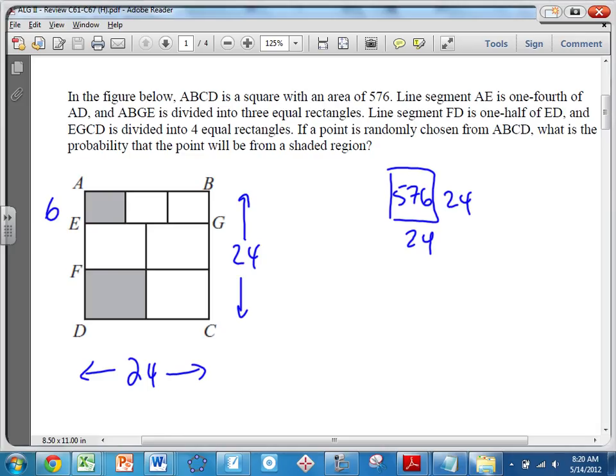Thank you very much. Then it says that ABGE, if we look at ABGE, that's this little part with like 3 bricks up top. ABGE, right here, is divided into 3 equal rectangles. Therefore, each of their lengths are what? 8. Very good. Because 8, 8, and 8 makes 24, which is the width of the square. Next, line segment FD, FD is this little piece down here, is 1/2 of ED.